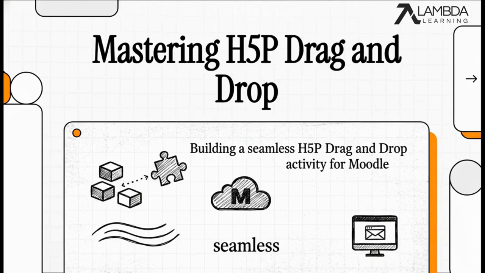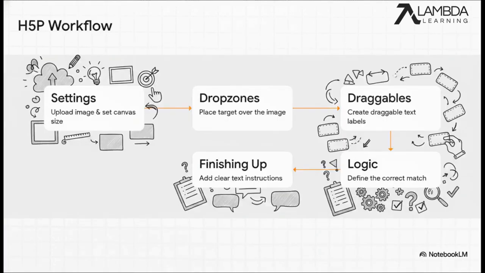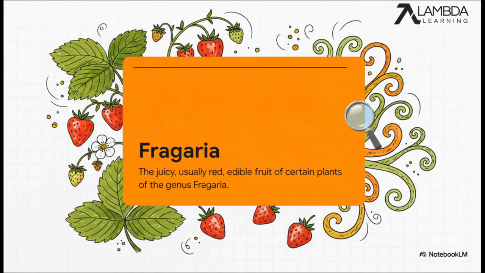Welcome to the Explainer. Today, we're building a super smooth H5P drag and drop activity for Moodle. Here's our workflow: settings, Dropzones, Draggables, logic, and a quick wrap-up. Let's jump in. We're using a fun botanical case study. Learners need to identify the Fragaria genus on a strawberry.